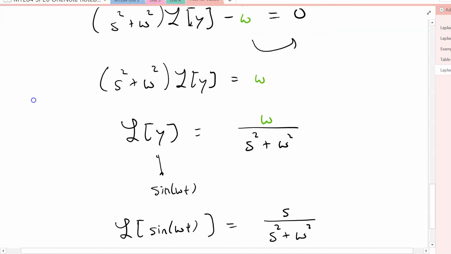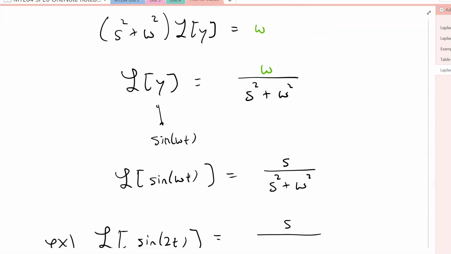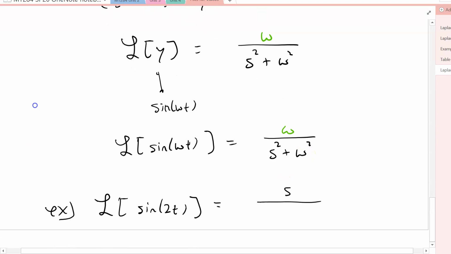So what is the Laplace transform of sine of omega t? The denominator stays the same. The difference is in the numerator. For cosine, we have s on top. For sine, we have omega on top. And then we have s squared plus omega squared on the bottom. So if we have sine of 2t, we should have omega on top, which is 2, and then the denominator is going to be s squared plus 2 squared, which is 4. Okay, now let's just take a look at that in the table.